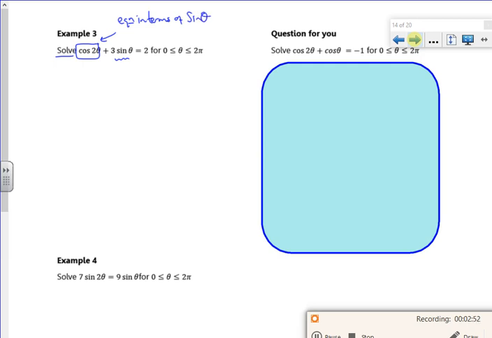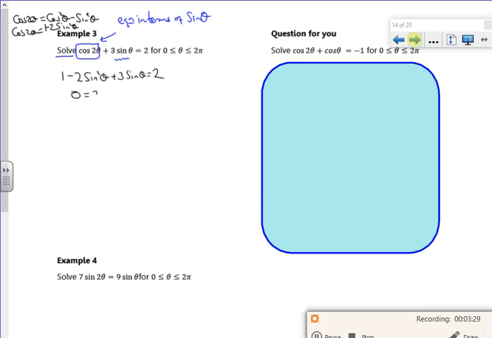Now, I know that cos 2 theta, because this is the one I remember, is cos squared theta minus sine squared theta. So if I want something all in terms of sine, I need to replace the cos squared with 1 minus sine squared. So if I can't remember it, I just replace the cos squared with 1 minus sine squared, I get 1 minus 2 sine squared theta. So that's what I'm going to replace this with. So I've got 1 minus 2 sine squared theta plus 3 sine theta is equal to 2.